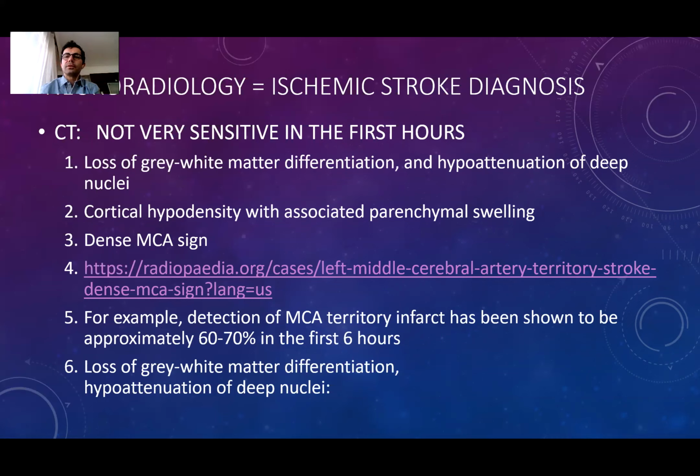And what are the things that we should look for in a CT scan? Loss of gray and white matter differentiation. When there is edema, the gray and white matter will look all dark. Okay. The cortical hypodensity, the dense middle cerebral artery sign, I'm going to show you some examples of this, and that's basically it.